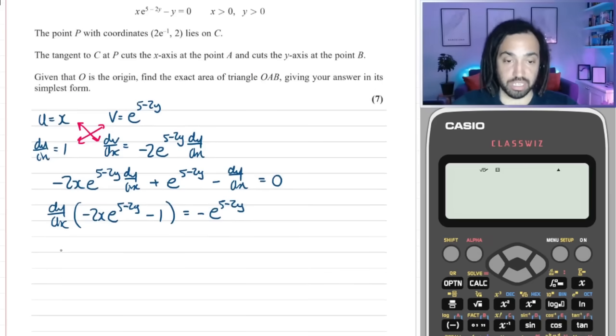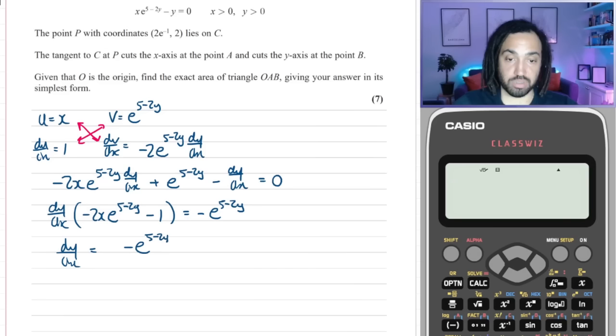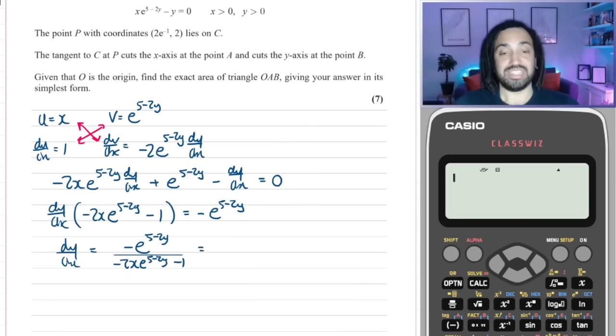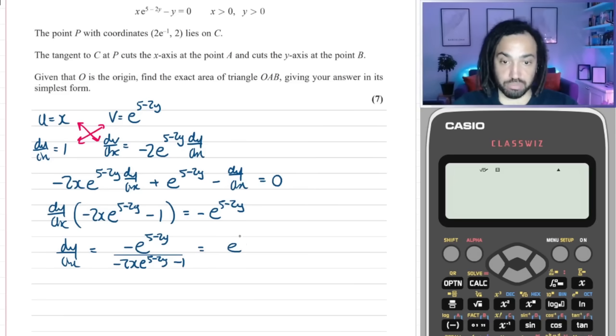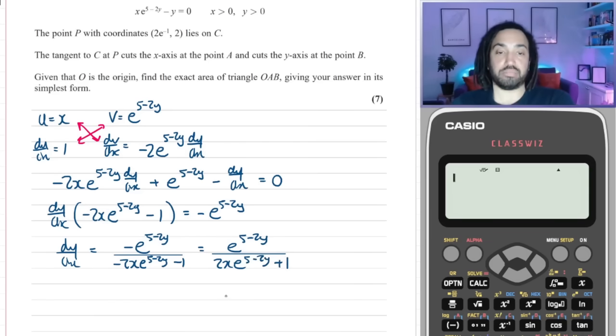Okay, now we can divide through to get dy by dx on its own, and we'll get minus e to the 5 minus 2y all over minus 2x e to the 5 minus 2y minus 1. Now, every term there is negative, so we can times through by minus 1 and just turn all the terms here positive, and it's just going to be a little bit neater, like so. Okay.